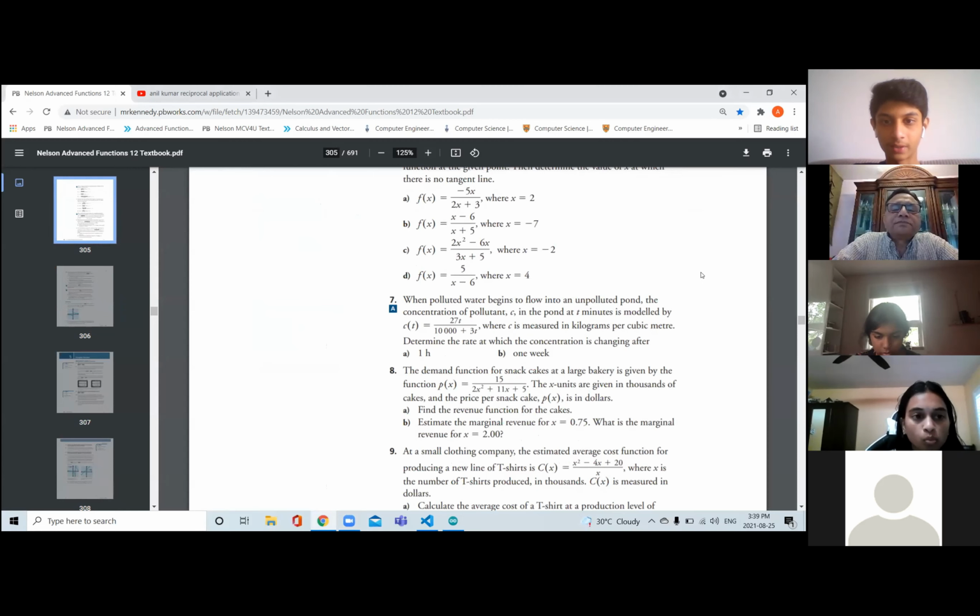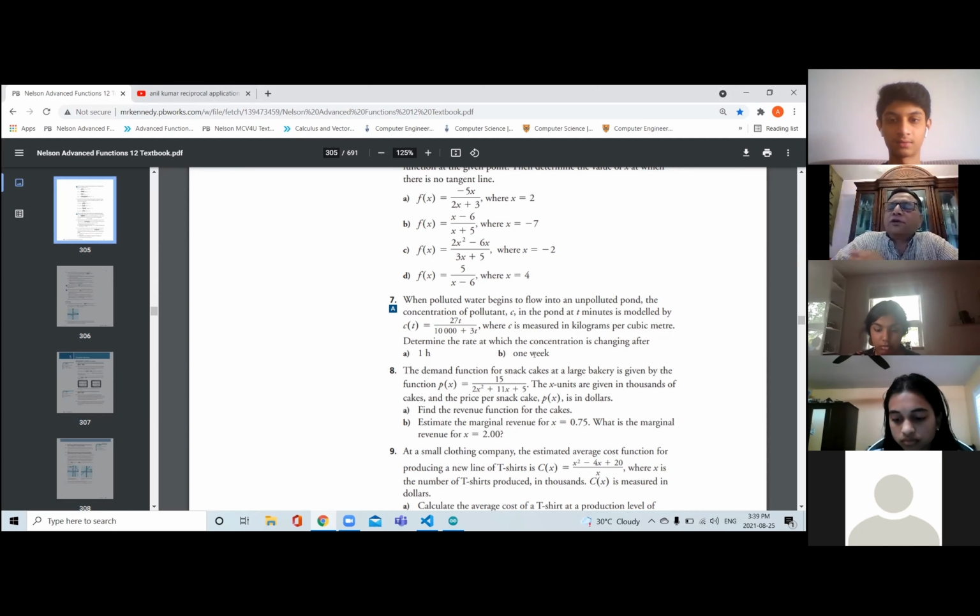When polluted water begins to flow into an unpolluted pond, the concentration of pollutant C in the pond at t minutes is modeled by C(t) = 27t / (10,000 + 3t), where C is measured in kilograms per cubic meter. Determine the rate at which the concentration is changing after 1 hour and 1 week.